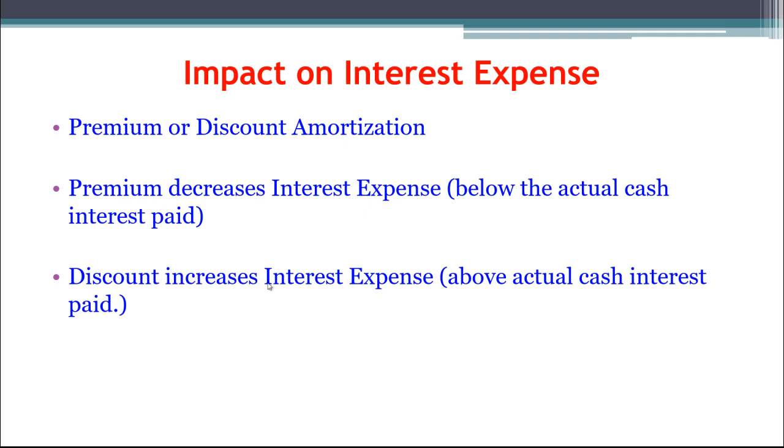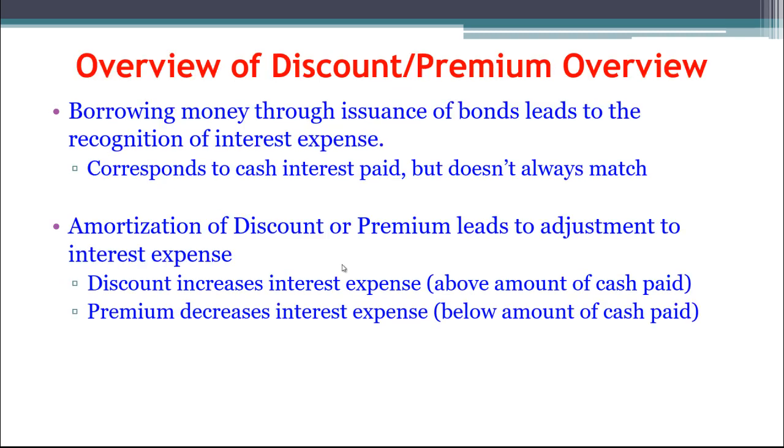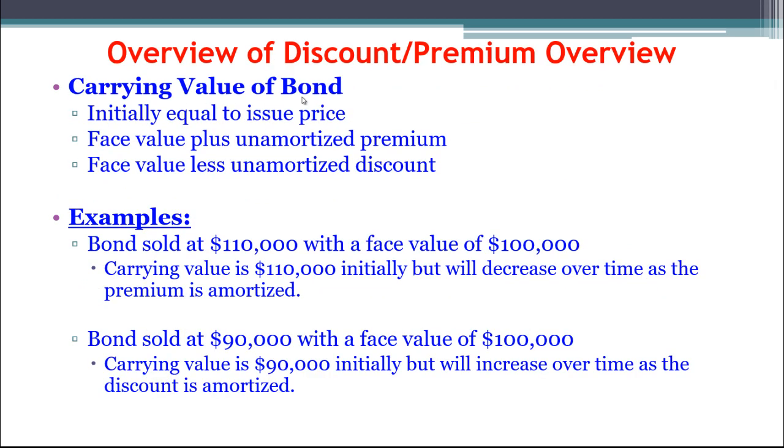Now, I'm going to give you the rules here, and then we'll see why when we do the journal entry. A premium, when we amortize that throughout its life, ends up decreasing the interest expense for each journal entry. It'll decrease the interest expense below the actual cash interest paid. A discount is the exact opposite. It will increase the interest expense above the actual cash interest paid. Again, we'll see why in just a bit. And this is the same slide, basically. So we talked about how we have the carrying value of the bond.